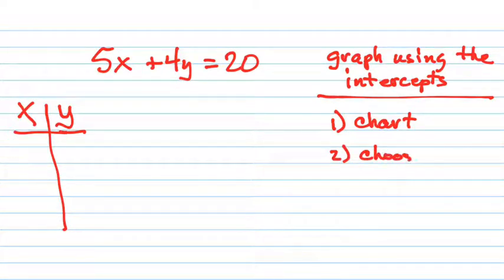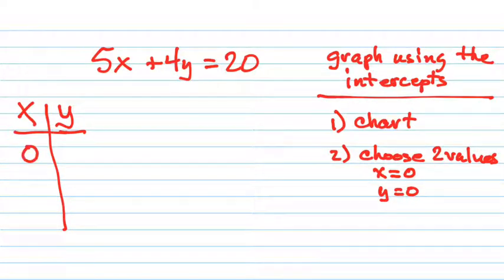I'm going to choose two values to put in the chart. X equals what? Zero. And what's the other one? Zero. Y equals zero. You can't just say zero. So, X equals zero, and then what's the second point going to be? Y equals zero. They are two distinct points, right? So, don't put them on the same line.